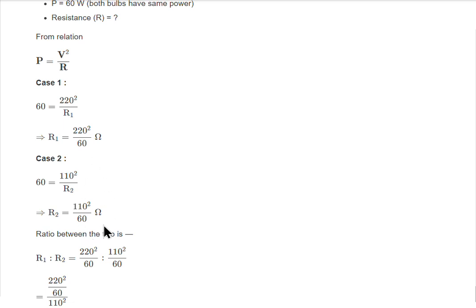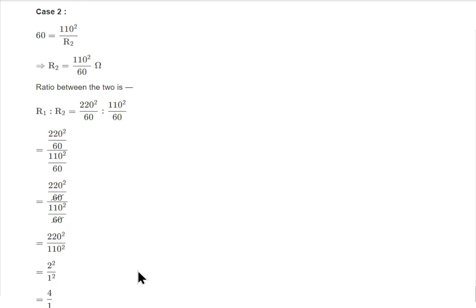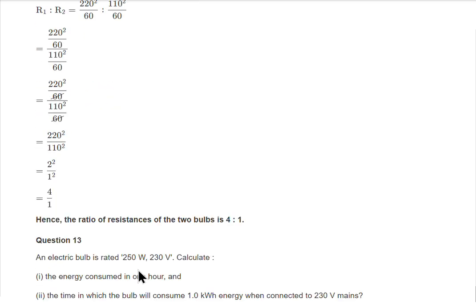So when we take the ratio of R1 and R2, on the right side also we need to take the ratio. That is 220 square by 60 is to 110 square by 60. After cancellation and simplification, we will get 4 is to 1. So the ratio of the resistance becomes 4 is to 1.